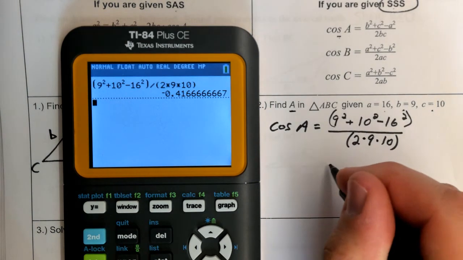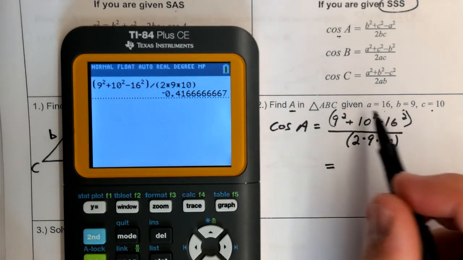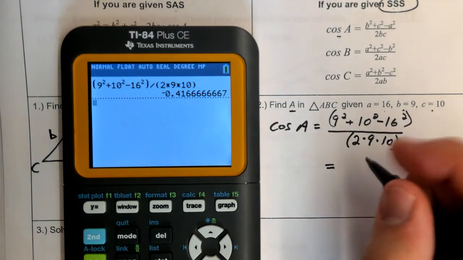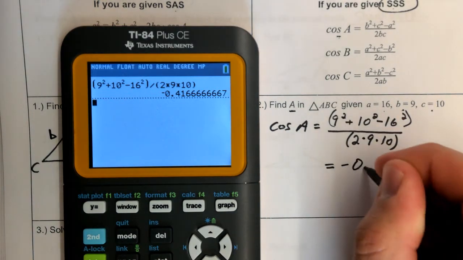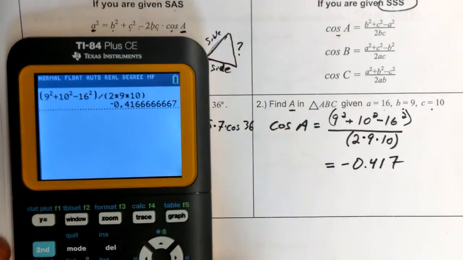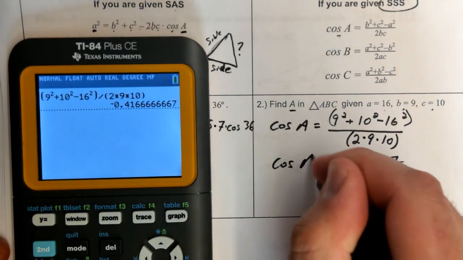Now, in Desmos, it's really nice because it just formats it like a fraction, so you can make sure that everything is in the right spot. But if you're using a calculator, this is what it'll look like. So I've got negative 0.417 here, okay? And that's equal to cosine of A.